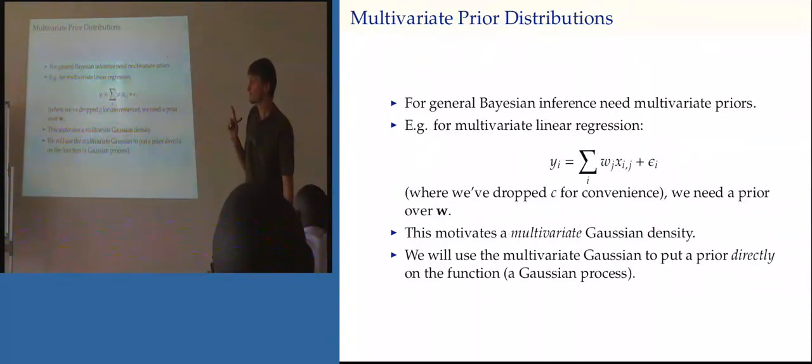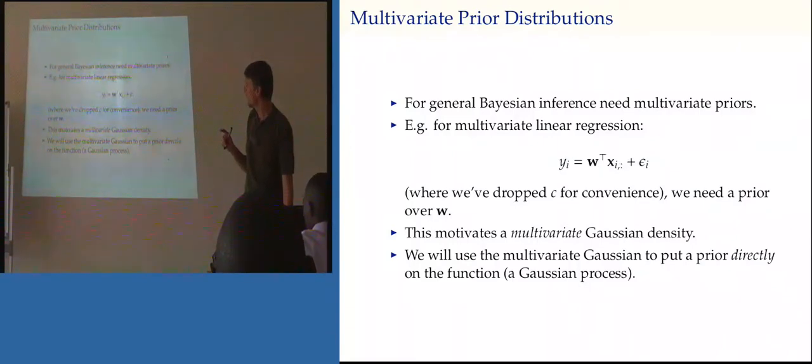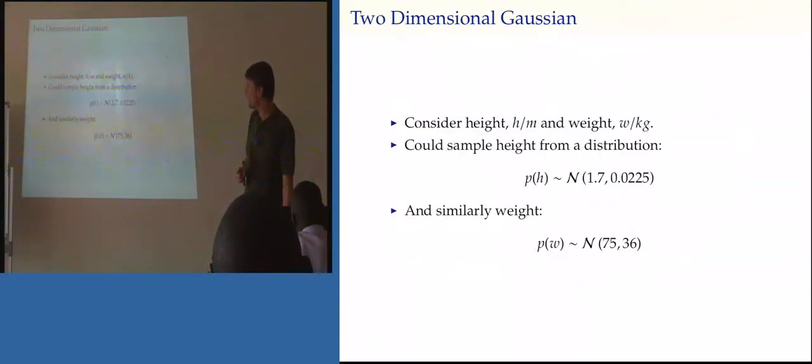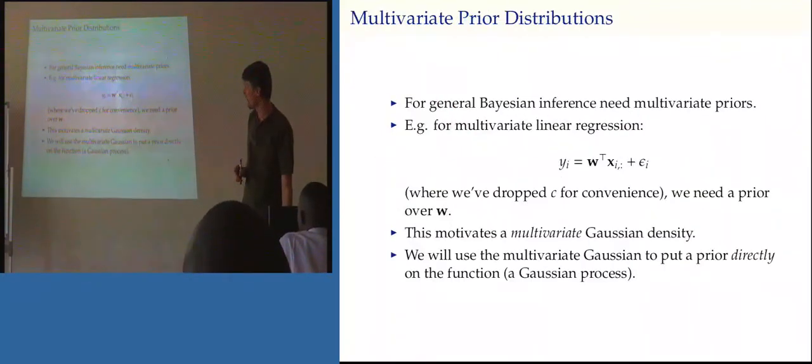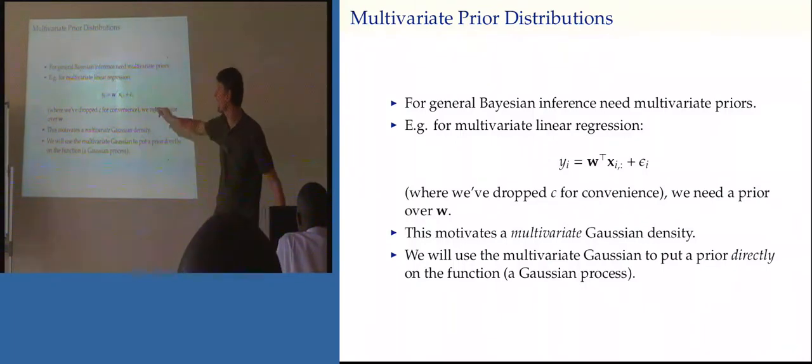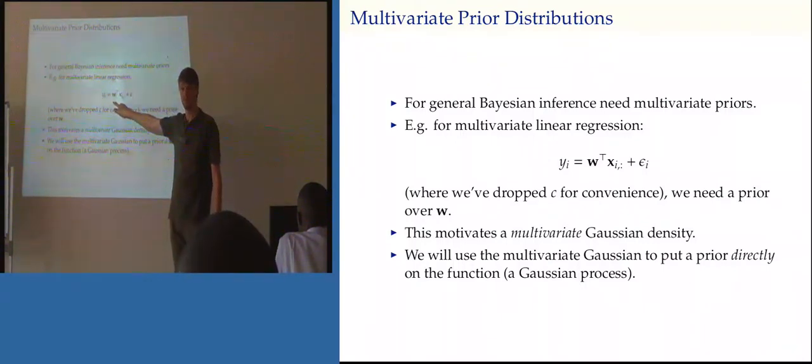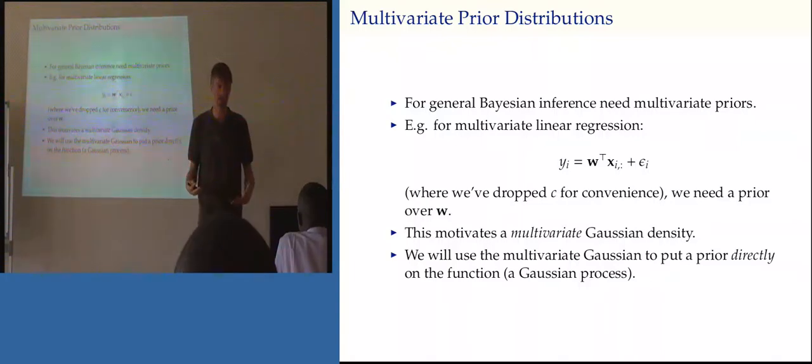Now, for general Bayesian inference, we need multivariate priors, and I used a univariate prior so far. So what I briefly want to do now is just go through how you get multivariate Gaussian densities. We're sort of out of time because it's 12:30, but I just want to get this. Ooh, well, we'll see how we go. I'll just do this bit first. So we want a prior over all our parameters W. So we need a multivariate Gaussian density.